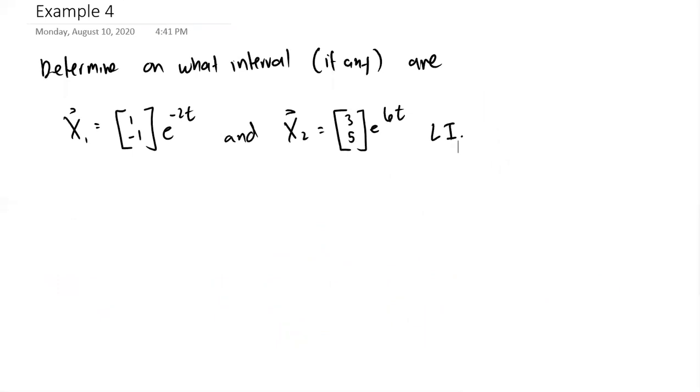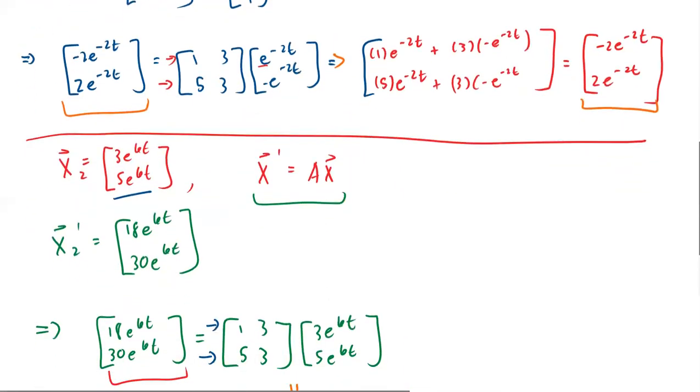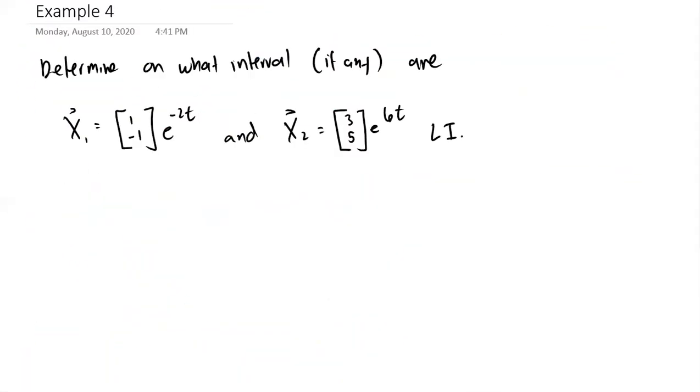Let's see an example. Determine on what interval, if any, x1 and x2 are linearly independent. Notice that these are the same vectors as in our previous examples, example 2 and example 3, which we already found were solutions. I just rewrote them differently, to emphasize that you can write a vector like this, and whatever is multiplying doesn't necessarily have to be a constant. You can be multiplying a vector by a function, and all that means is multiply everything in that vector by the function.